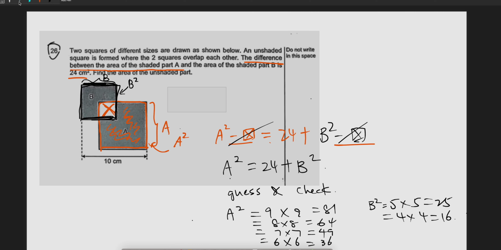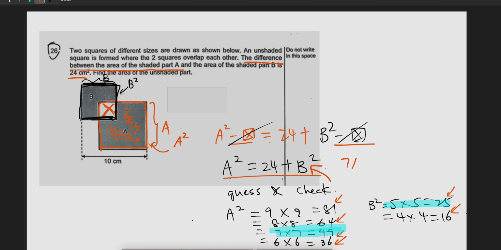And then if you look at this, which one can give you A square equals 24 plus B square? So that means you need to pick the values from this such that it will make this equation possible. So I hope you can see that you can actually choose the 7 times 7 and 5 times 5. Okay, let's put it in.